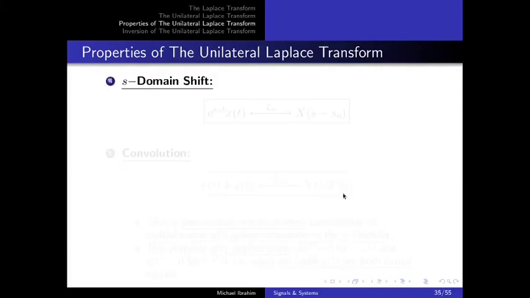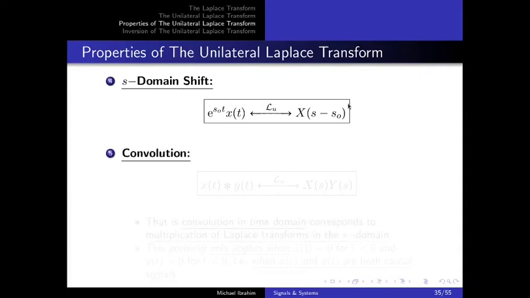The fourth property we have is the S-domain shift. It simply says that if we know a signal x of t whose unilateral Laplace transform is capital X of s. Now, if we shift capital X of s in the S-domain by s naught, which is X of s minus s naught, in time domain this is equivalent to having the same x of t, but now multiplied by e to the power s naught t, where s naught is the shift happening in the S-domain.